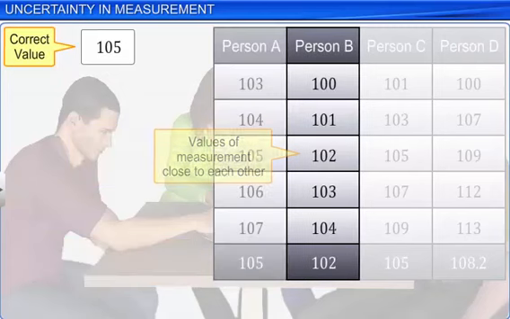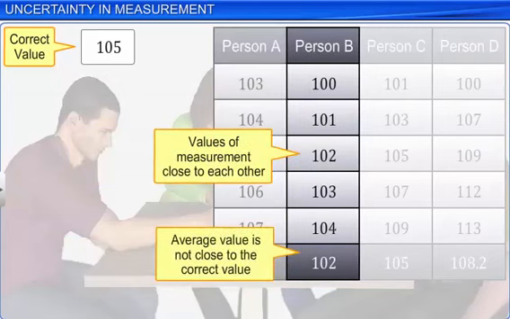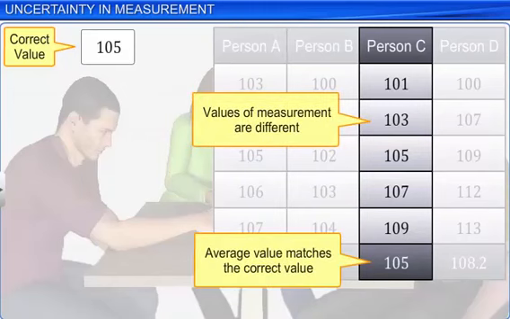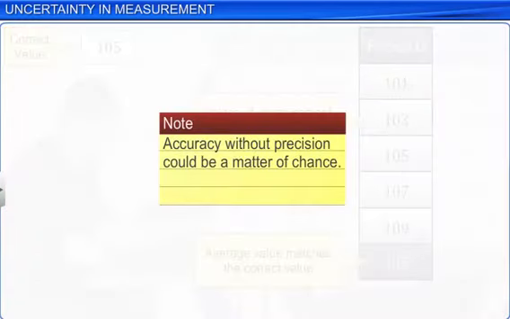For person B, the average value is not close to the correct value, but the values of different measurements are close to each other. Hence, B's data is not accurate, but it is precise. For person C, the average value matches the correct value, but there is a variation between the values of different measurements. So, C's data is accurate but not precise. Note that accuracy without precision could be a matter of chance.